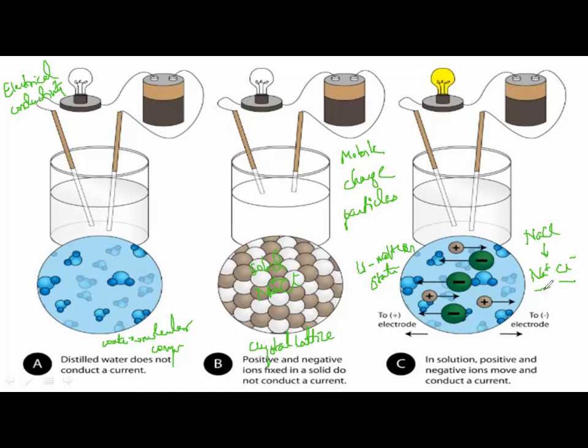Yes, there would be free Na plus and Cl minus. So in the third beaker, what I have done? The NaCl has been dissolved into distilled water. Yes, now the crystal lattice has broken apart and individual positive and negative ions can move.